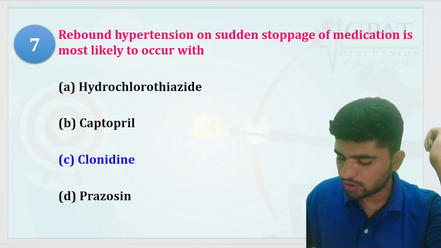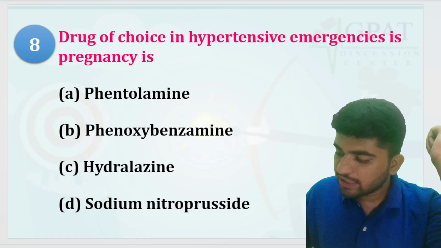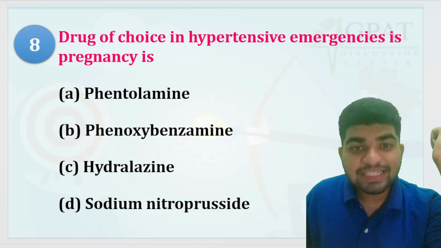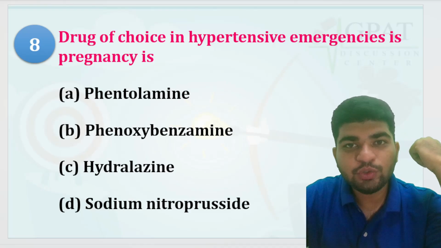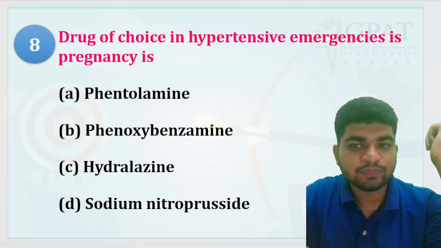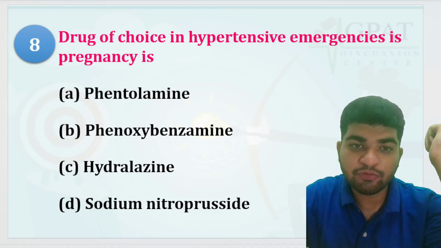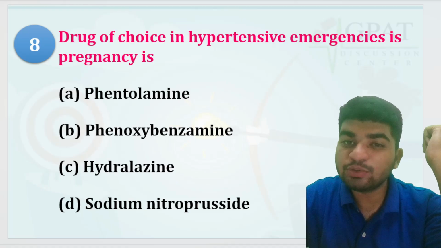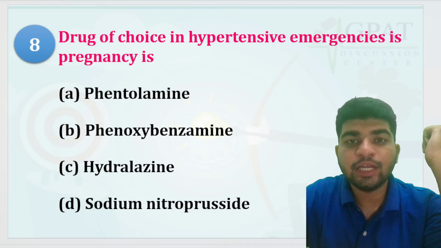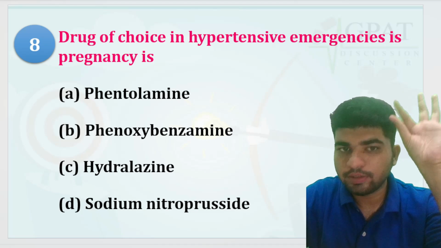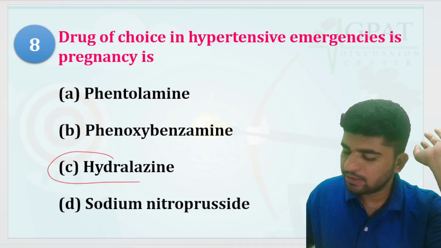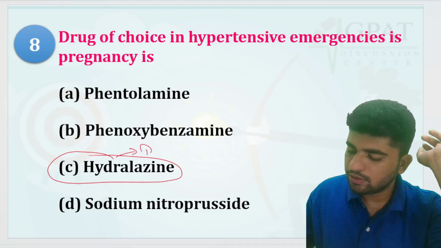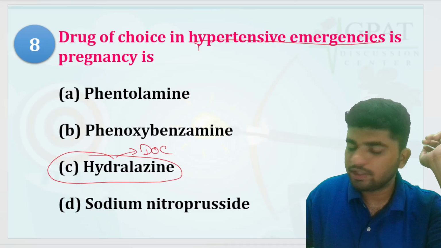Next, the drug of choice in hypertensive emergency in pregnancy. I told you this question in the previous MCQ session also: which drug is the DOC in hypertensive emergency in pregnancy, not in a normal adult but in the case of pregnancy. Hydralazine is the DOC in hypertensive emergency.